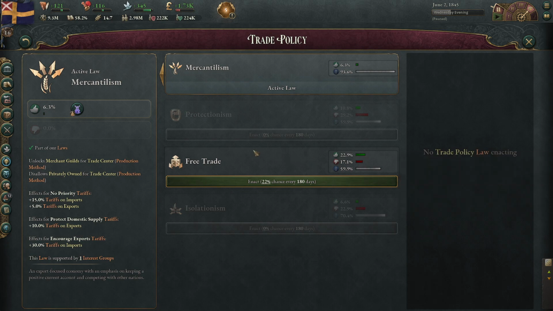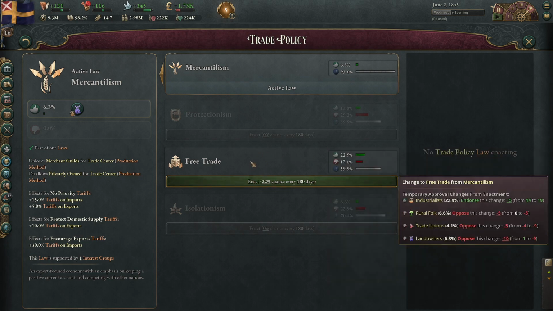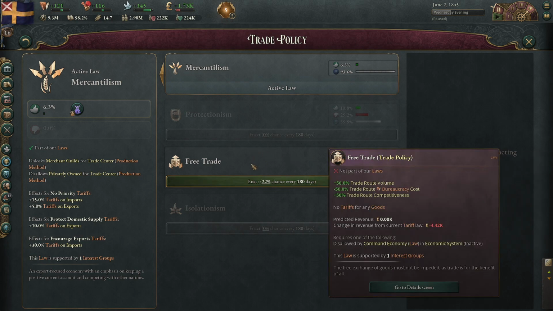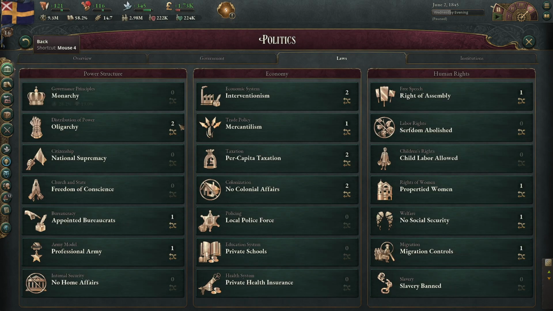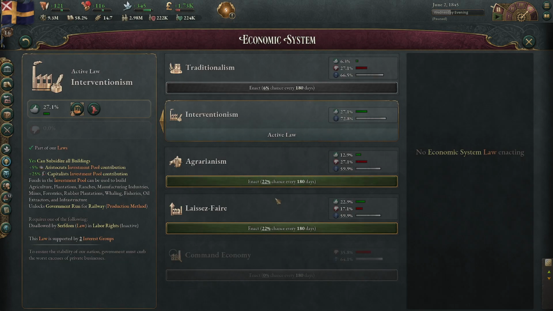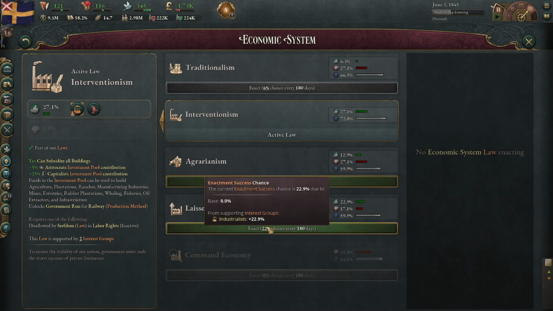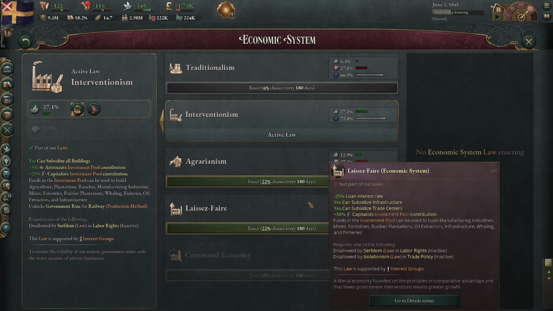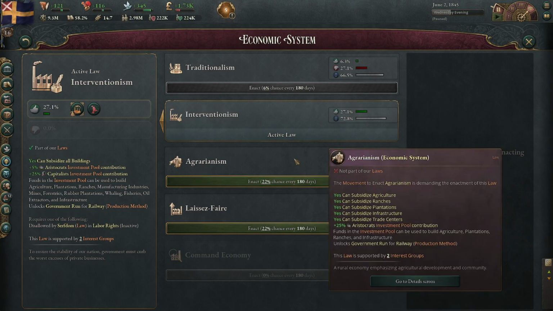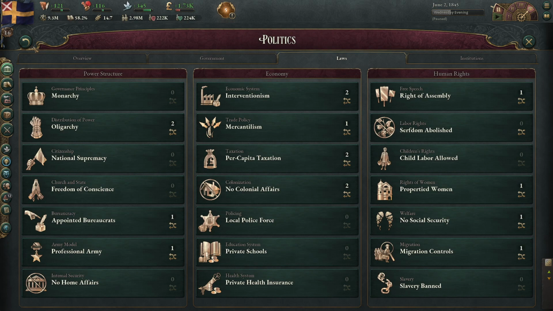Mercantilian, free trade. Landowners, rural folks, trade unions. I don't feel trade routes. No tariffs. Oh no. Intervention. Well, this looks a bit more proper. There's not much support for this, is it? Laissez faire, industrial. Wait, stop it. Yeah, loan interest rates. You can subsidize trade centers. No, agrarian. Don't really want to boost aristocrats.